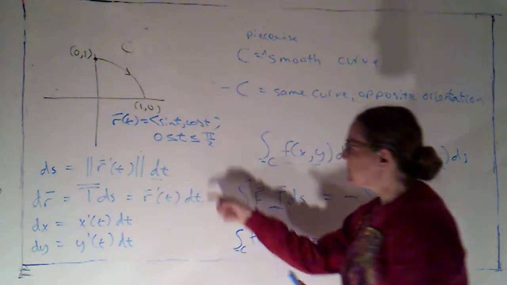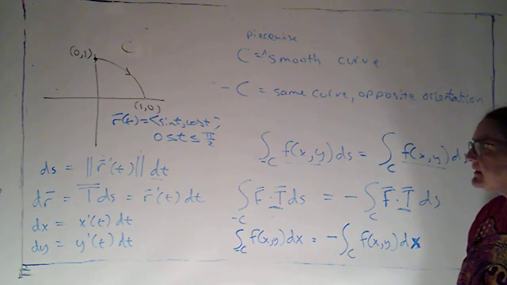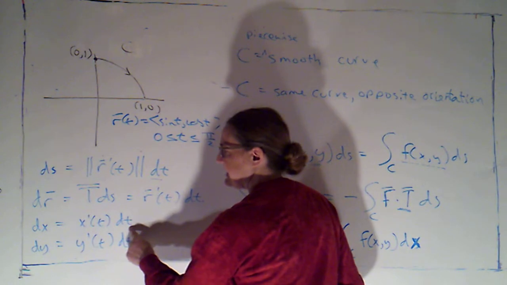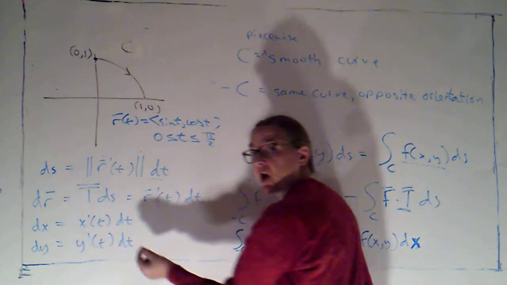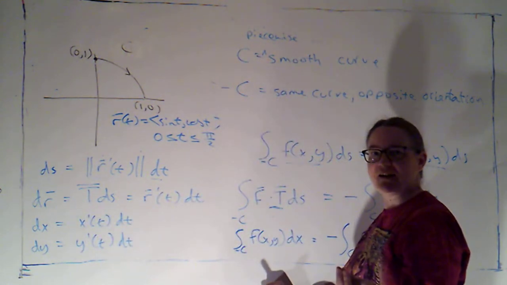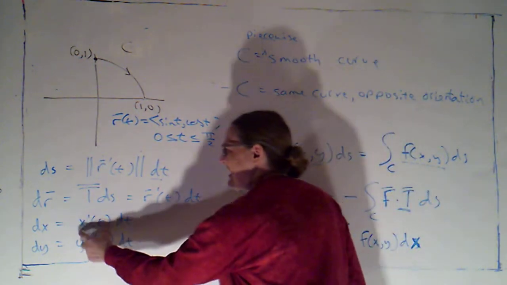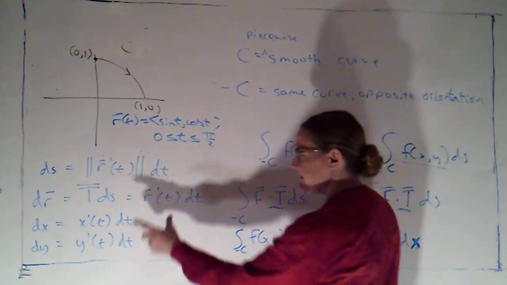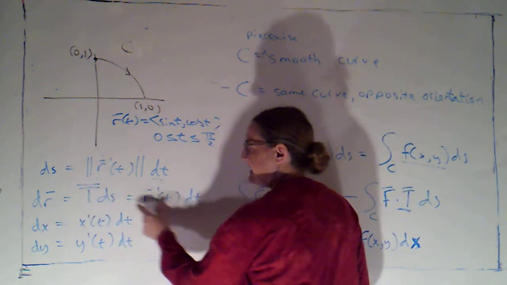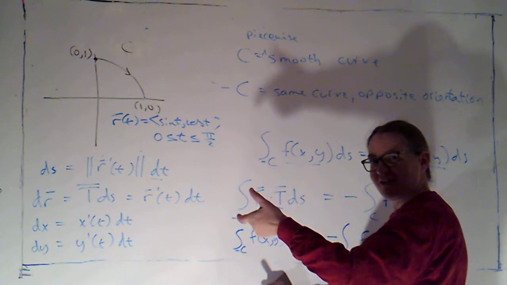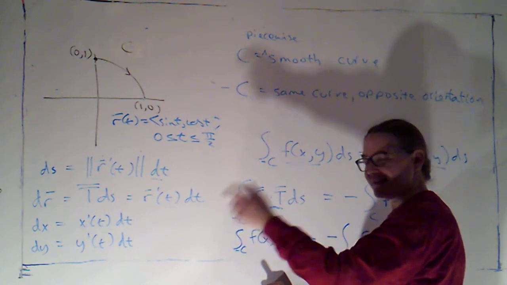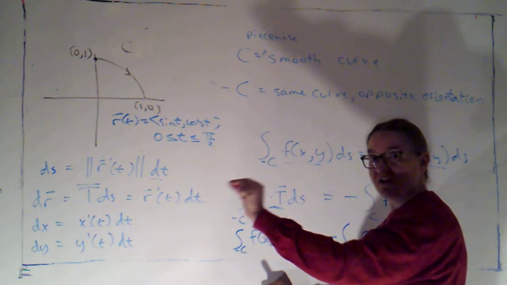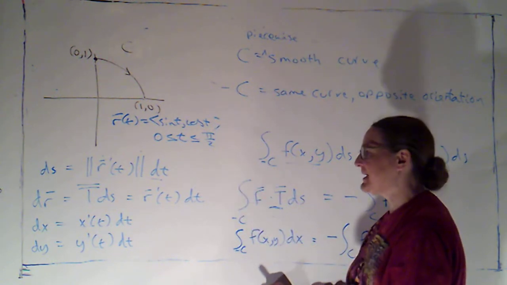Okay. And we can sort of see this reflected in the scaling factors, because when I switch from dx to dt, I'm multiplying by x prime, which is a signed quantity. So if I reverse the orientation, that scaling factor is going to reverse sign. Okay. Same thing with this, T and r prime. If I reverse the orientation, that reverses the sign of that, well, vectors don't have signs, but that reverses the direction of that vector, essentially multiplying it by -1.